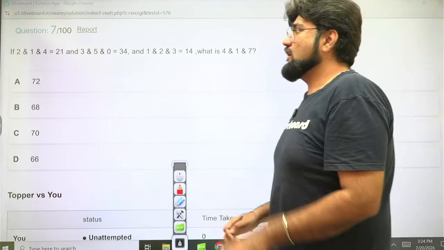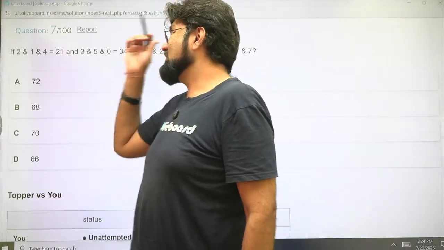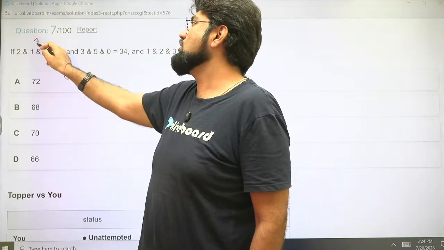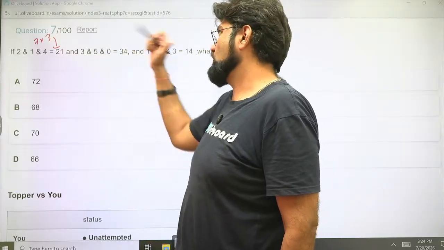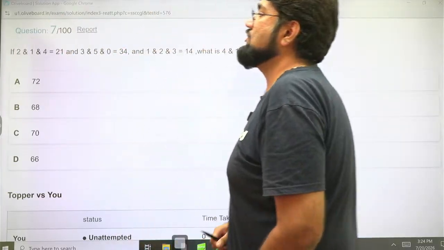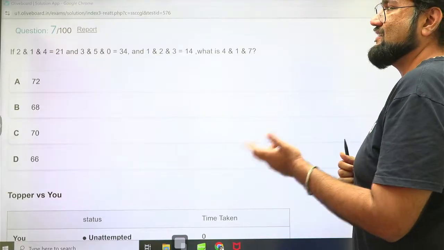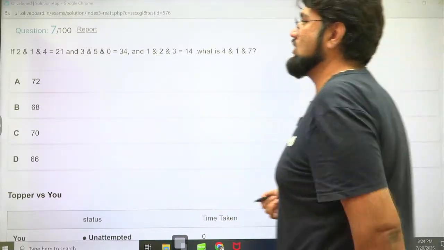The first approach here will be, we'll probably add them. 2, 4, 6 plus 1, 7. 7 into 3 may be 21. This is how you're going to think. But it fails here. 8 into 3 is not 34. So this is not my game. What else can be done? You'll multiply them. You'll see this is 8. This is 0. Again, it's not helping us out.